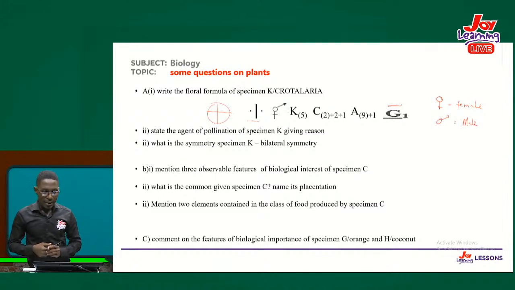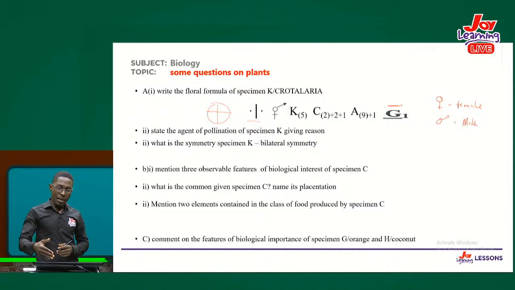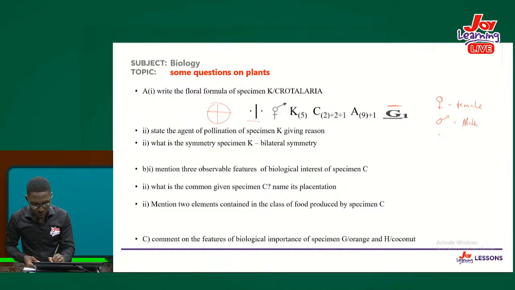If I put the other flower sign using a bar above, and the gynoecium is below, then we are saying that the ovary is beneath all the floral parts. So it becomes an inferior ovary. So if you have this, it becomes a superior ovary, and if you have the gynoecium this way, it becomes an inferior ovary.